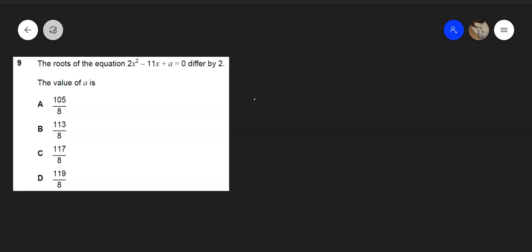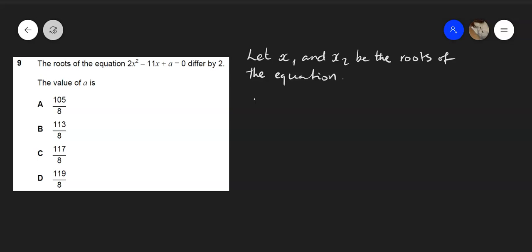So I'm going to let my roots be x1 and x2. I'm going to write it down, but of course in the exam you don't have to do that. So let x1 and x2 be the roots of the equation. Then we know that x1 minus x2 equals 2, and it doesn't matter, you could put x2 minus x1 equals 2.